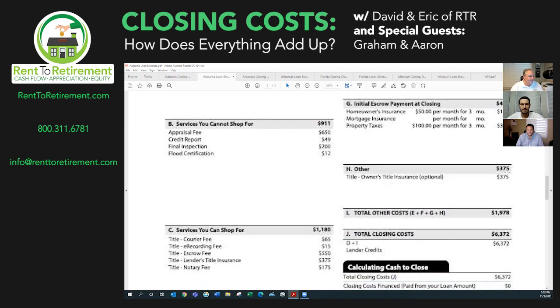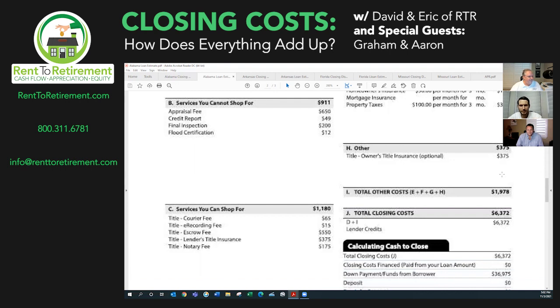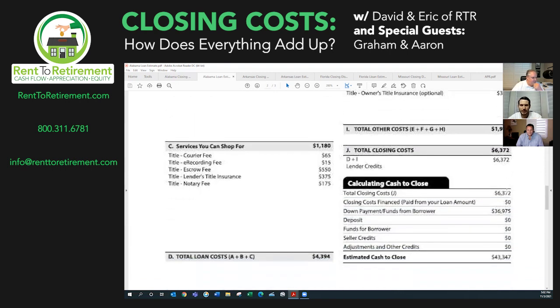Sorry, Aaron, go ahead. Oh, perfect. So if you scroll down a little bit further in the bottom right-hand corner, now we have this calculating cash to close section. This ultimately gives us a snapshot of really everything we just looked at on the first 2 pages. The loan estimate is really only ever going to be 2 pages, so this is pretty much the entirety of the loan estimate.